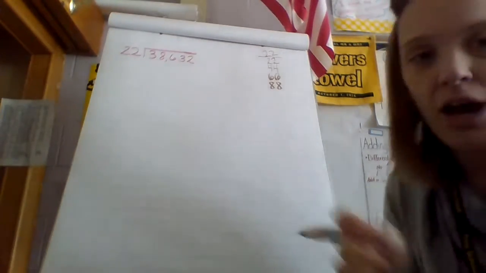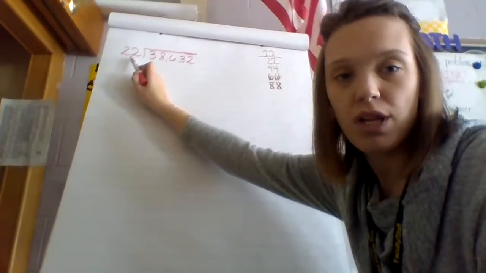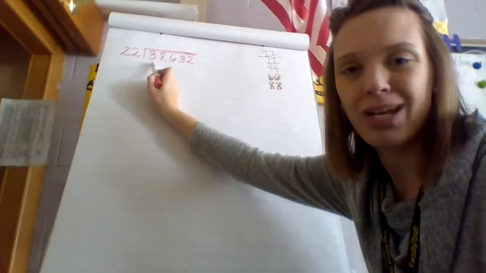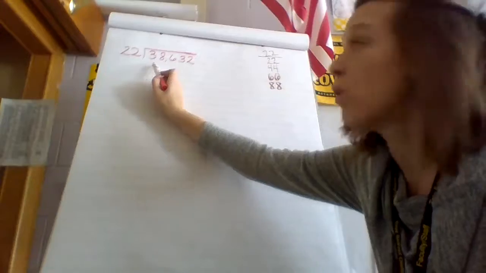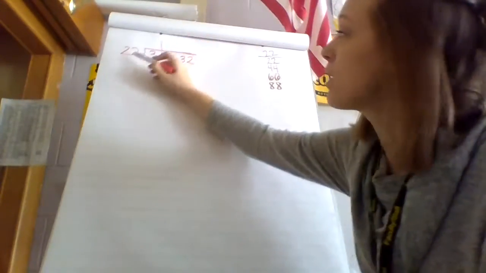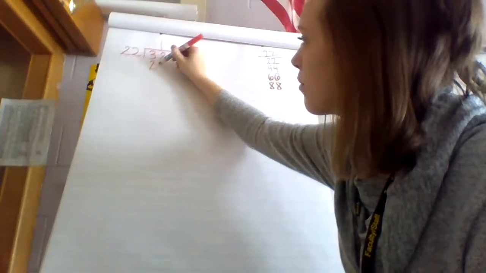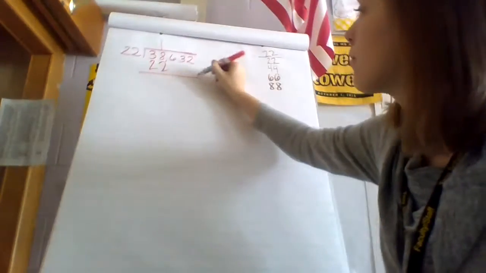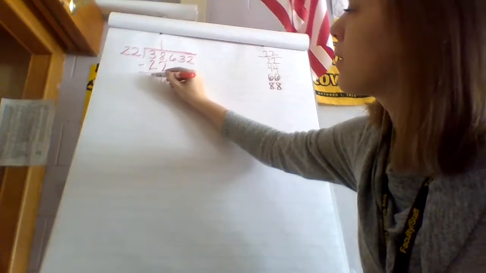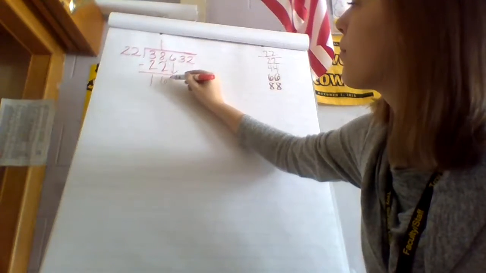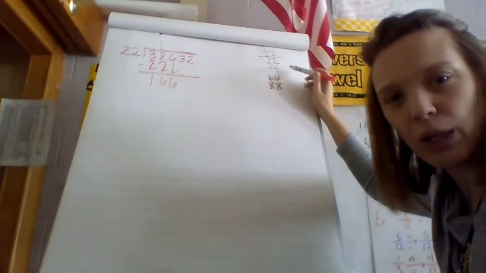Alrighty, so let's check out our first steps. How many groups of 22 can I make with 3? None. How many groups of 22 can I make out of 38? I can make 1 group, because 22 times 1 is 22. I'm going to subtract. Bring down my 6. All right, so far with my skip counting, I only made it to 88.